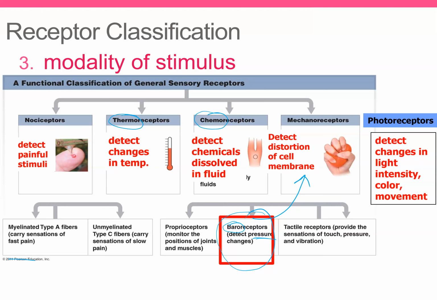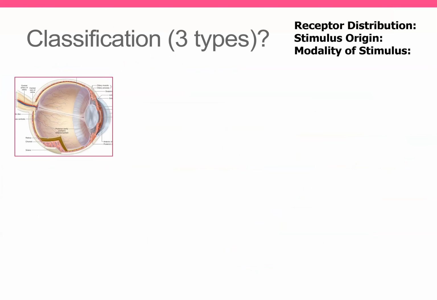All right, and then photoreceptors. Photo means light. So photoreceptors are going to detect changes in light, whether it's light intensity, the color of the light, or the movement of the light. And you're going to, of course, have a lot of these in your eye, and we'll get to that later in this chapter. So those are the different modalities for the stimuli.